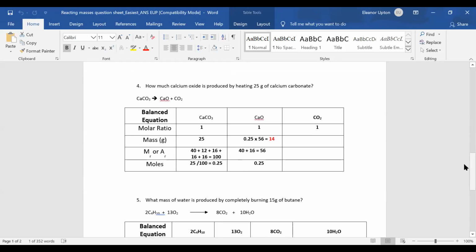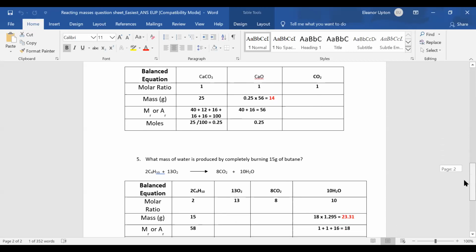Question 4, again, we were looking at thermal decomposition. So calcium carbonate will thermally decompose to produce calcium oxide and carbon dioxide. How much calcium oxide is produced when you heat 25 grams of calcium carbonate? Well, if you have 25 grams of calcium carbonate, you would end up with 14 grams of calcium oxide. Again, if you're struggling to answer this question, go back, look at the PowerPoint, go through the worked examples, and then look at the table to see where you might have gone wrong.